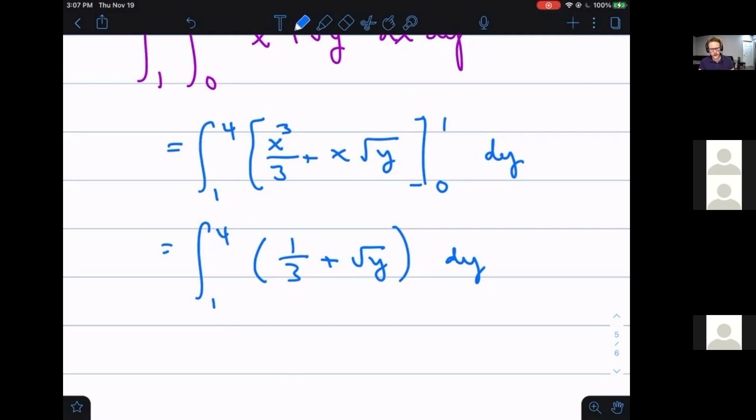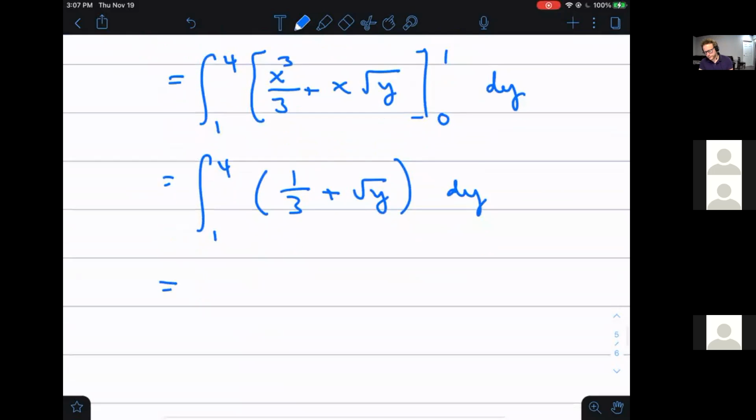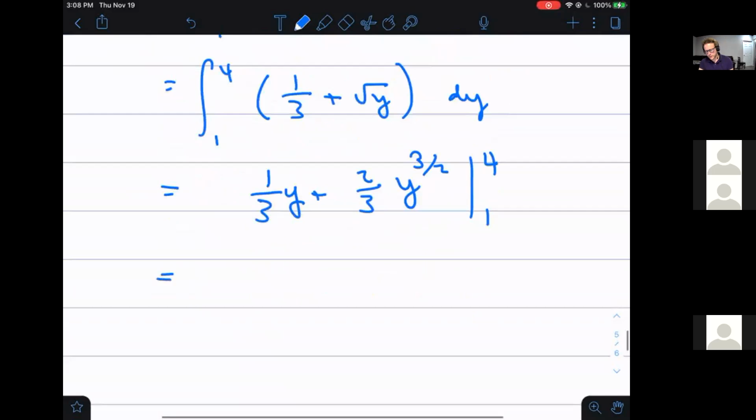And then I'm going to integrate with respect to y. If I integrate with respect to y, I get 1/3 y plus y to the 3/2 times 2/3. Double check: if I take the derivative of this, I should get back to where I started. So yes, this is a good antiderivative. And here I need to plug in from 1 to 4. So for my first bit, I'm going to get 4 minus 1. So that works out relatively nicely.